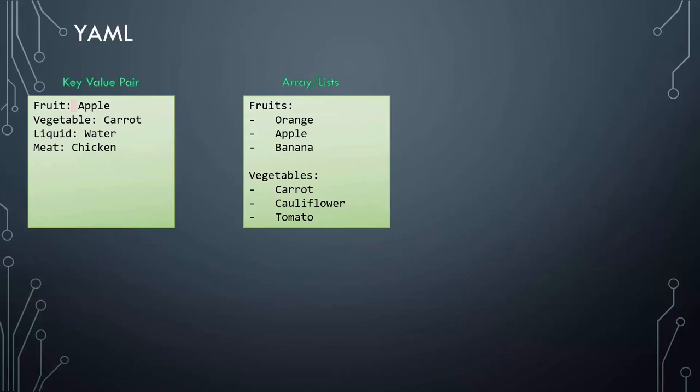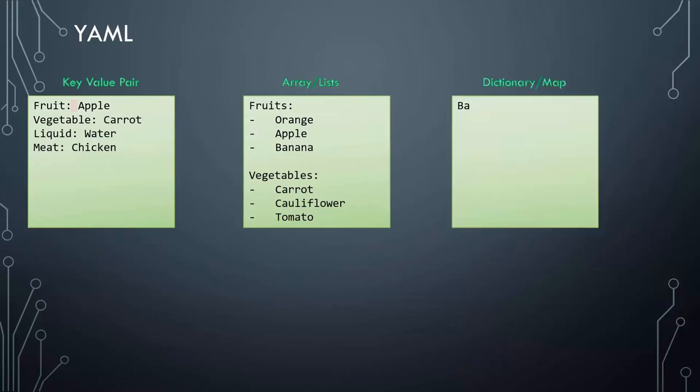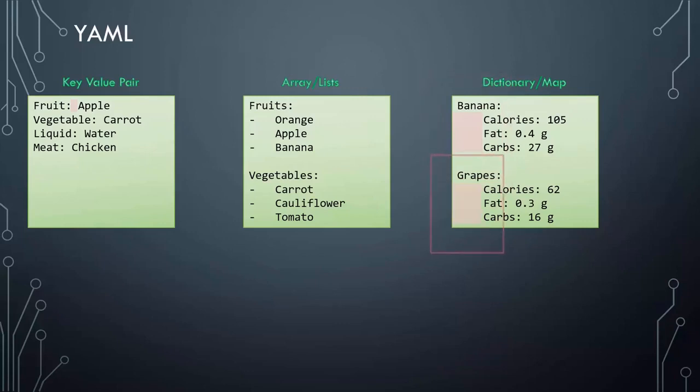How about a dictionary? A dictionary is a set of properties grouped together under an item. Here we try to represent nutrition information of two fruits. The calories, fat, and carbs are different for each fruit. Notice the blank space before each item. You must have an equal number of blank spaces before the properties of a single item, so they are all aligned together.